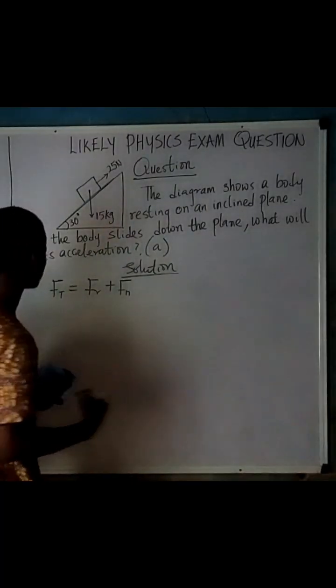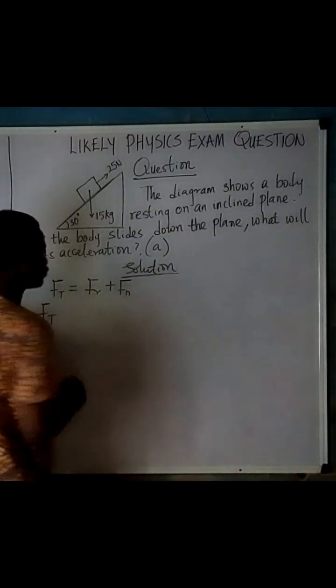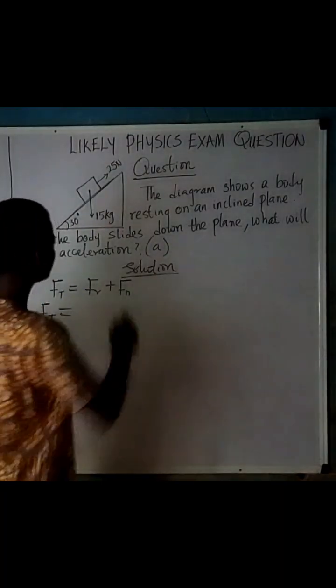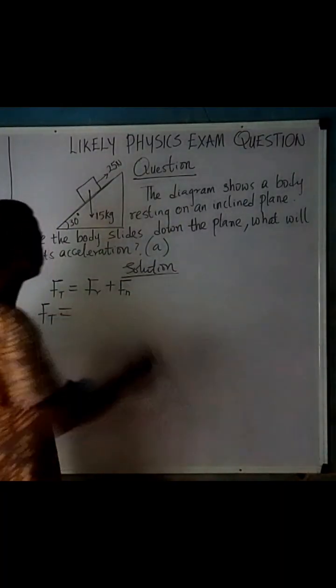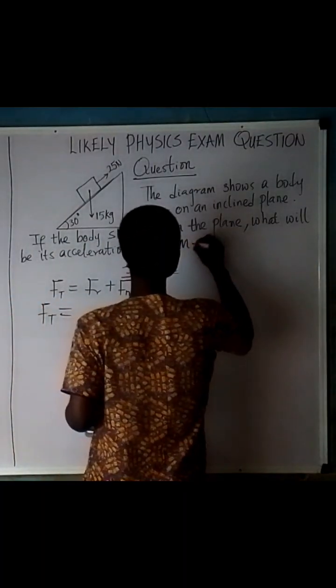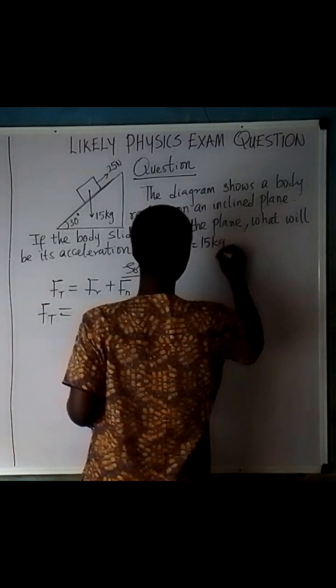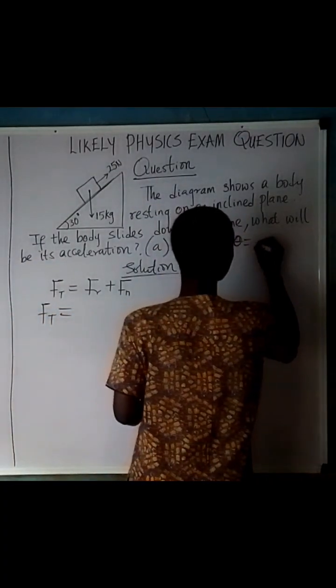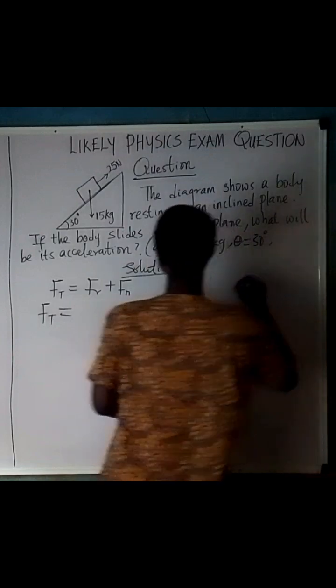So from this question, Ft must be gotten first. How do we get our Ft? Looking at the fact that this surface is inclined and this body has a mass. We're told the mass of the body is what? The mass was given to be 15 kg. What else did they give? They said that an angle, theta, was given in this question. The angle was given to be 30 degrees. What else did they give?